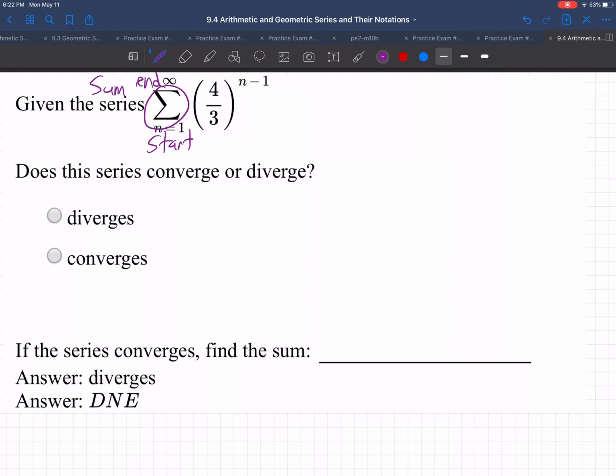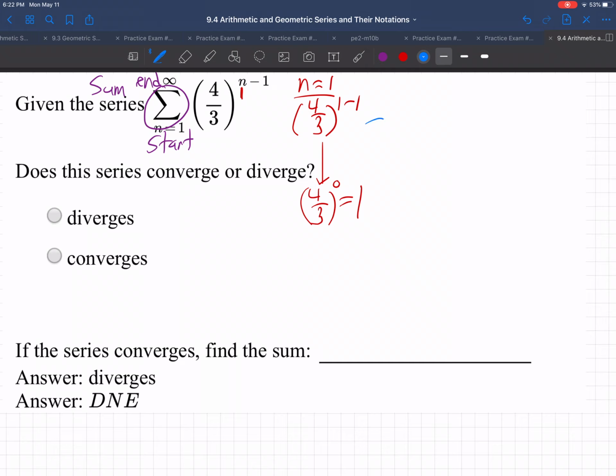So let's crank out a couple of terms here. Let's plug in n equals 1 to this formula. So I get 4/3, plug in a 1 right there, to the 1 minus 1. And what is that? That's 4/3 to the 0. Anything to the 0 power is 1. Right? Remember that? Anything to the 0 power is 1.